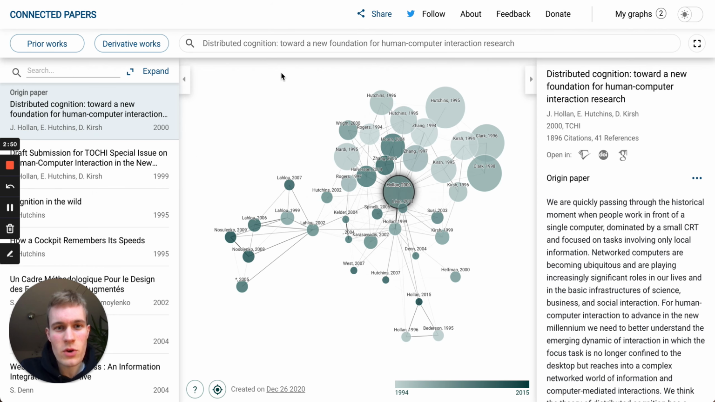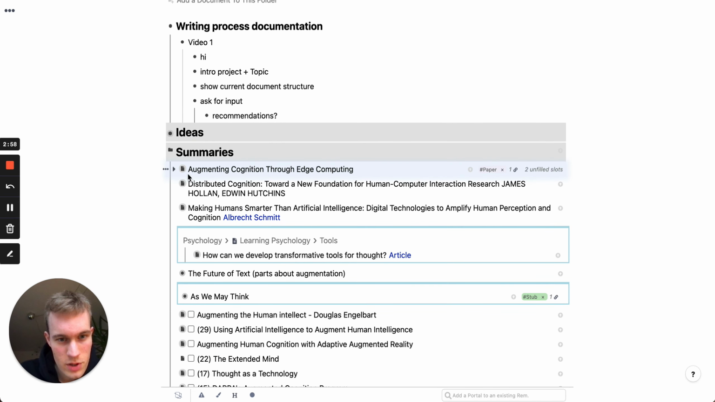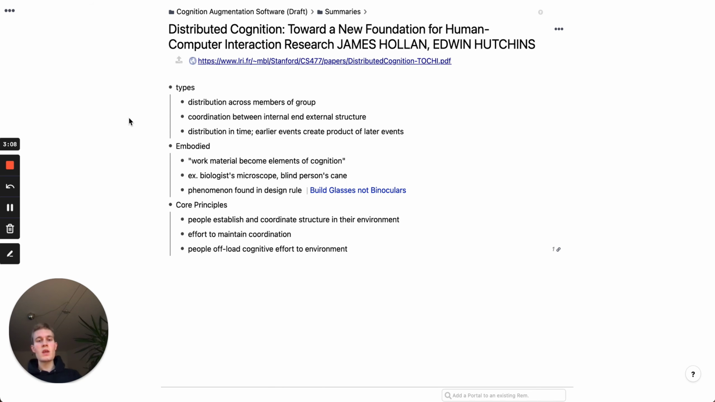Let's maybe move on to the other graph I wanted to show about the other paper I also did a small summary of, which was Augmented Cognition, Distributed Cognition: Towards a New Frontier of Human-Computer Interaction Research. This was also interesting, and I noted that the core principles of distributed cognition, amongst others, is also that people offload cognitive effort to the environment and thereby distribute their cognition.